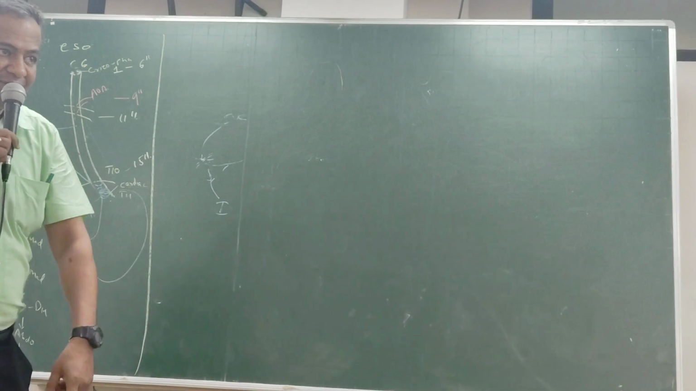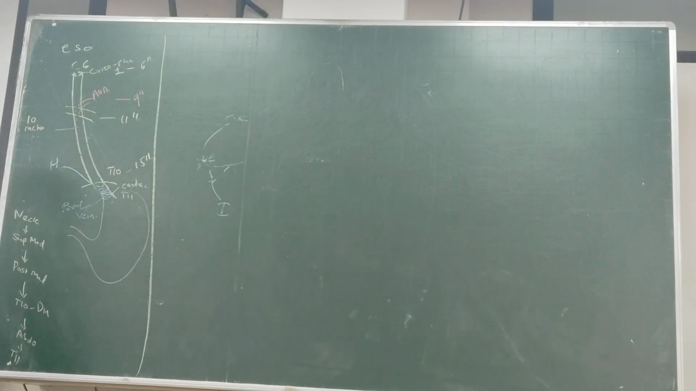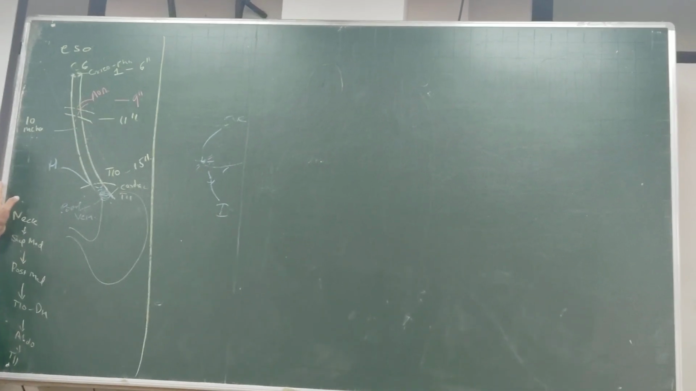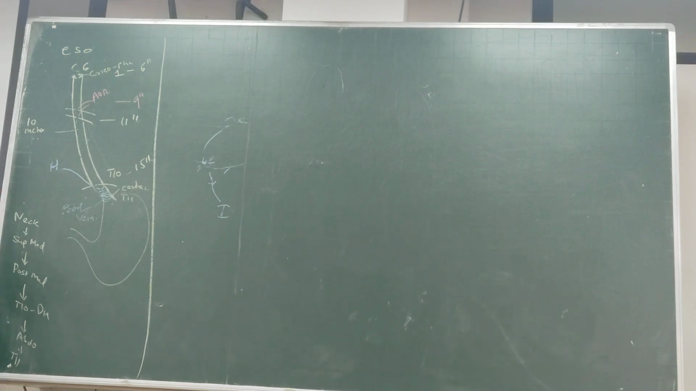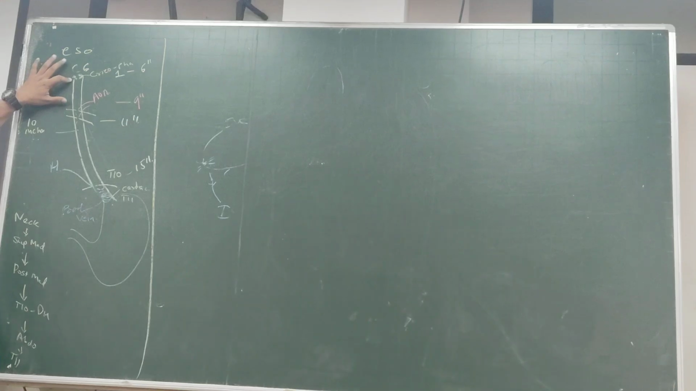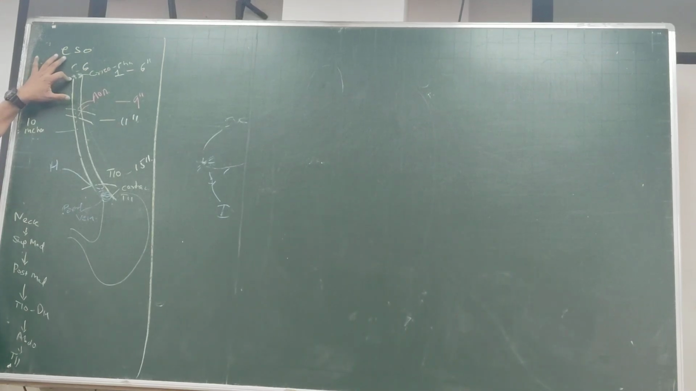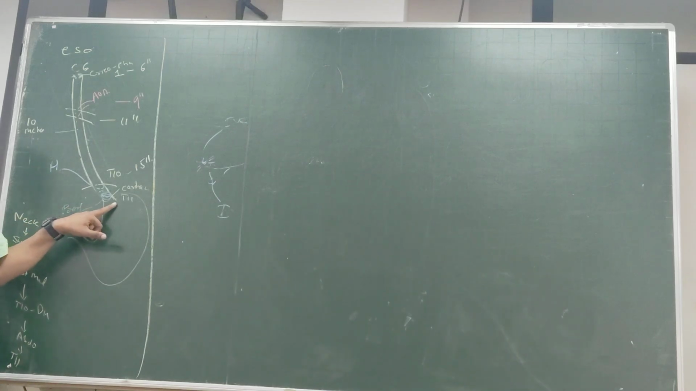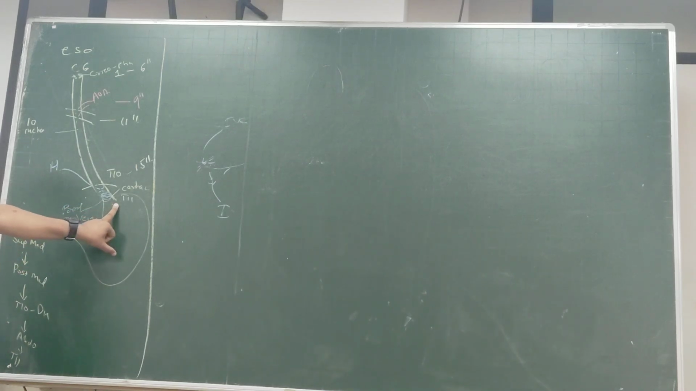Okay, so we'll revise again. We are discussing the esophagus. The esophagus starts at the level of C6, where the laryngopharynx ends and the esophagus starts. It ends at the level of T11, where the esophagus ends and the stomach starts.